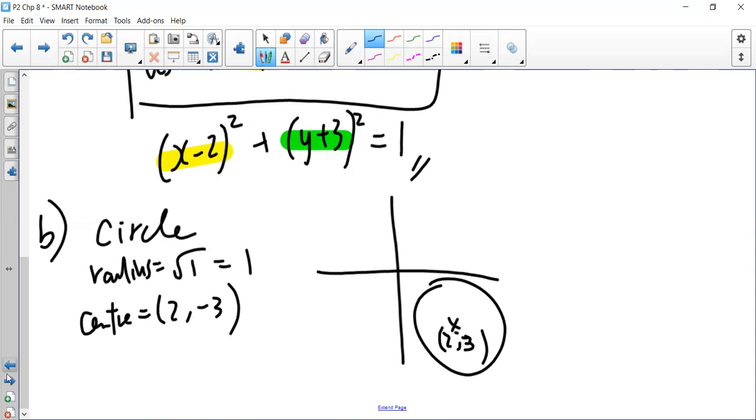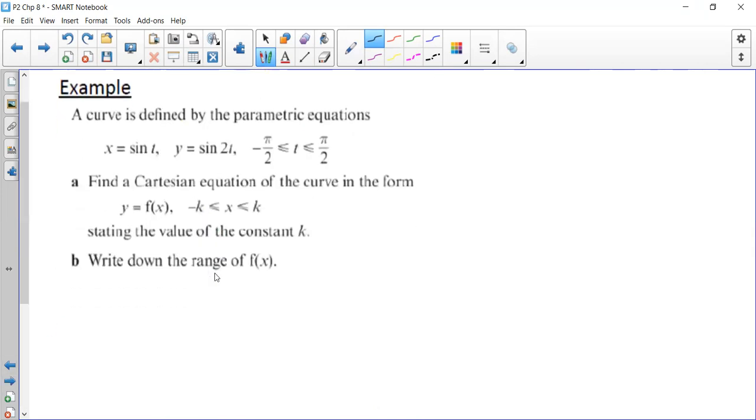Right? Next one. Example. A curve is defined by the parametric equations x equals sine t and y equals sine 2t. Find a Cartesian equation of the curve in the form y equals f of x. State the value of the constant k. Two questions in one, cheeky. The first one is to make a Cartesian equation. The second one is to find a constant k. If you know this k value, they're asking you for the domain.